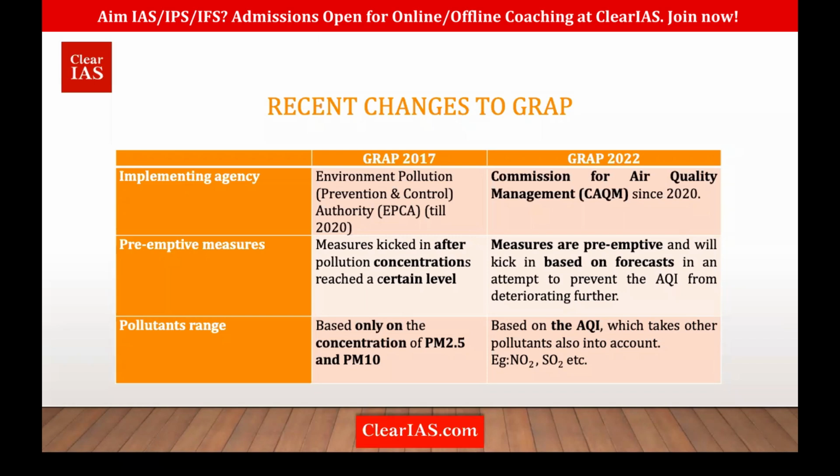In the latest GRAP, that is the Graded Response Action Plan, there is a concept called preemptive measures. I already told you, right? The action plan is launched 3 days prior, which means it is based on the forecast of the air quality index. Earlier, it was implemented only when the air quality reached the poor level or the severe category. But now it is changed to 3 days prior. That means it is a preemptive measure based on the forecast.